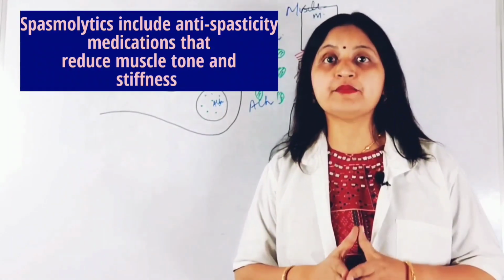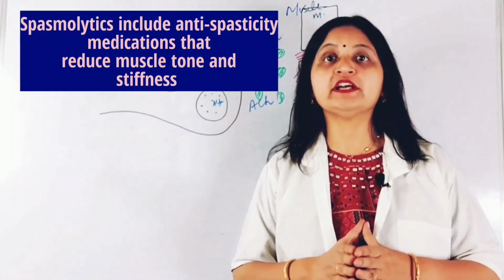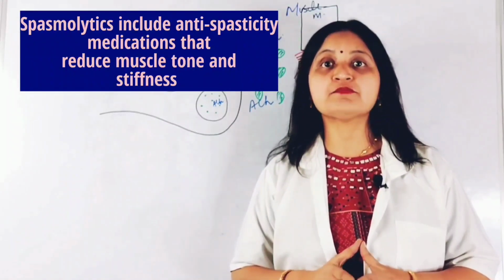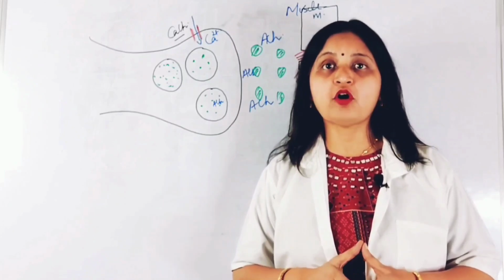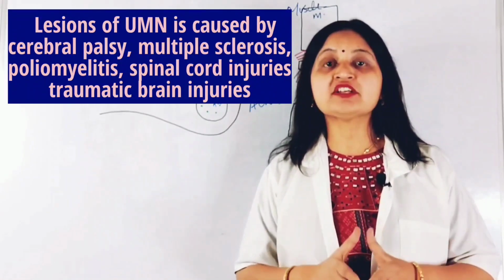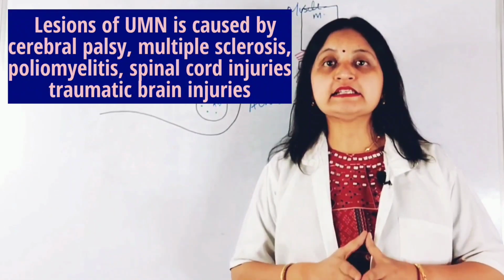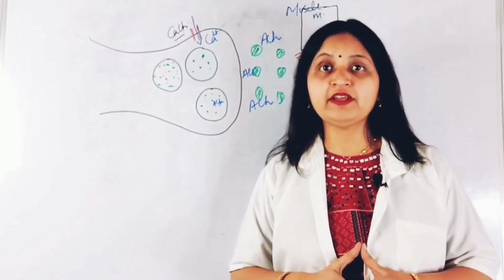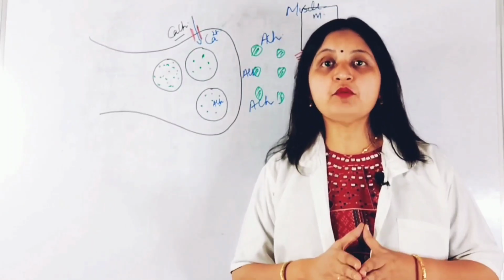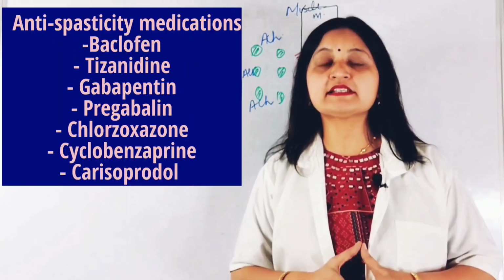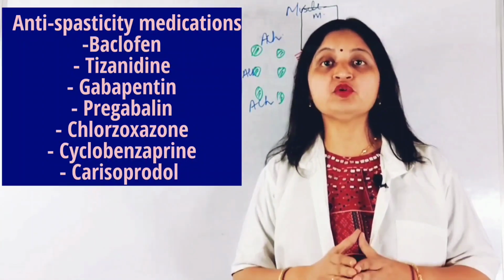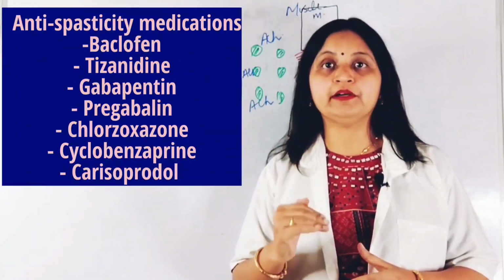Increased muscle tone is observed in lesions of the upper motor neuron caused by cerebral palsy, multiple sclerosis, poliomyelitis, spinal cord injuries, and traumatic brain injuries. So these lesions can cause spasticity, which is characterized by increased stiffness and increase in the muscle tone. So spasmolytics include anti-spasticity medications that help to reduce the muscle tone to normal.